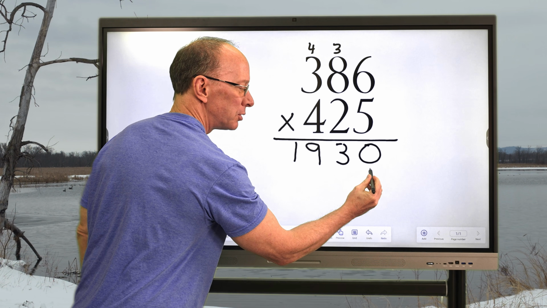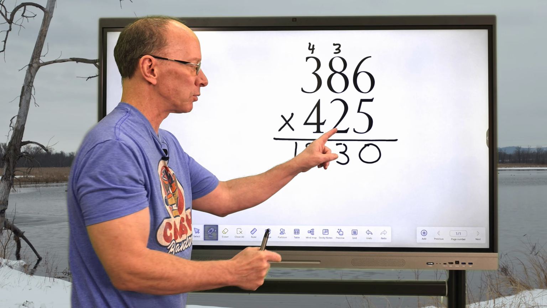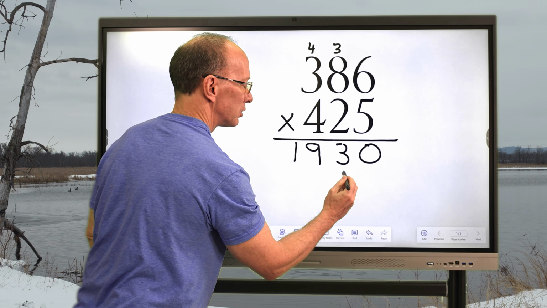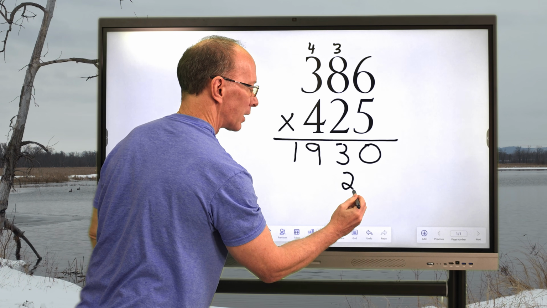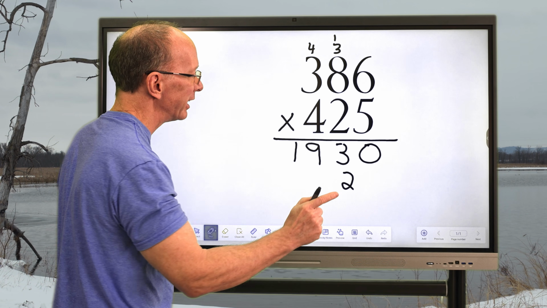Now I don't put the 2 here. Don't put the 2 there. You want to put the 2 right underneath this 2. That's what we're working with right now. So we're going to go ahead and take 2 times 6 equals 12. So we're going to put the 2 right here, carry the 1, and again we're going to add that in a little bit. Not yet, but in a little bit.